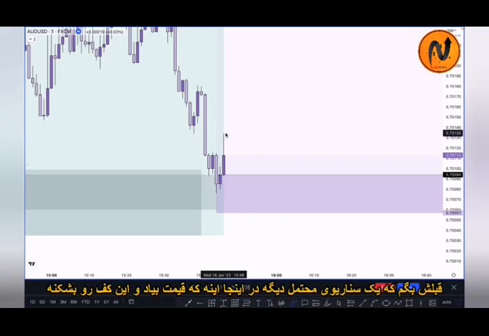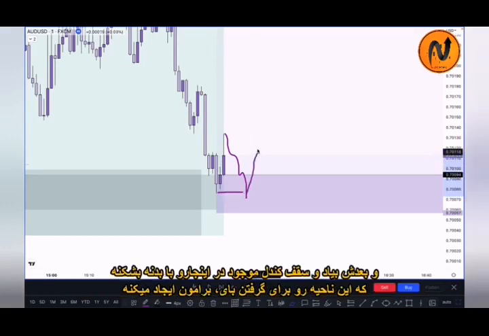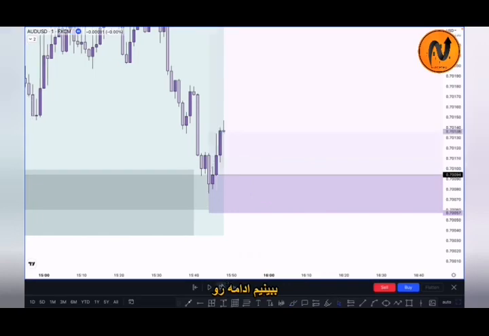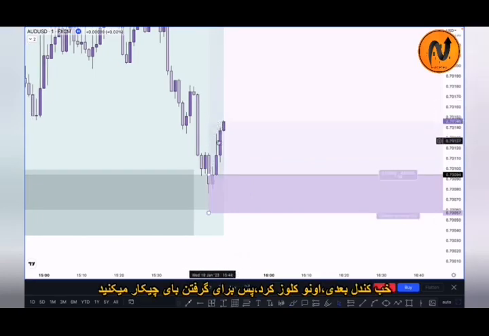And one more possible scenario is here. If the market pushes downside and breaks this low, and again continues higher, and this candle is here and this candle closes above it, then definitely you can buy here, something like this. So let's see what happened next here. Okay, the next candle closed above it.